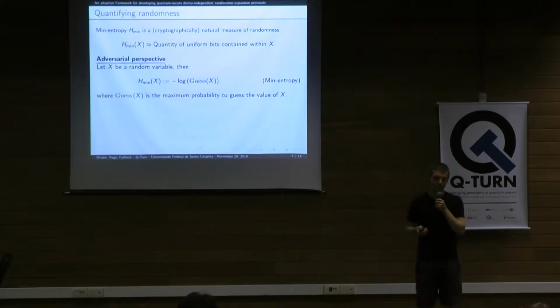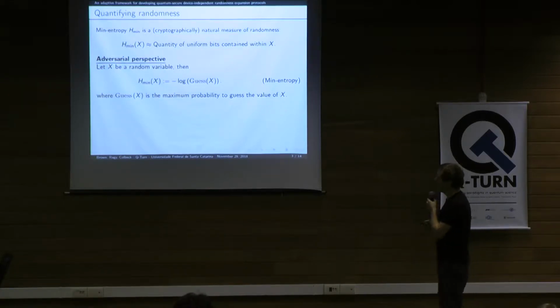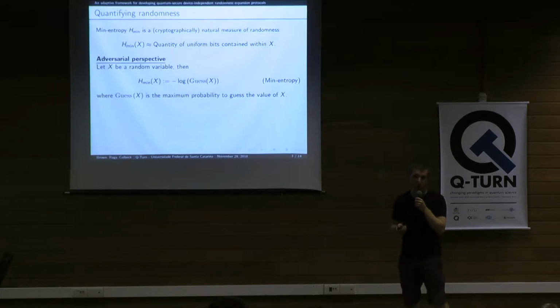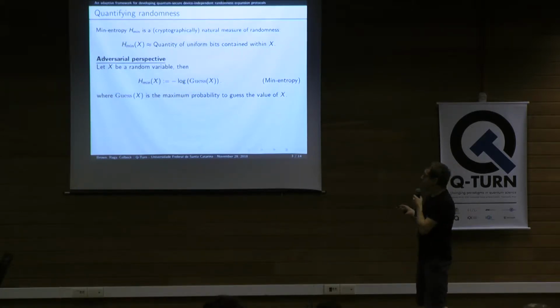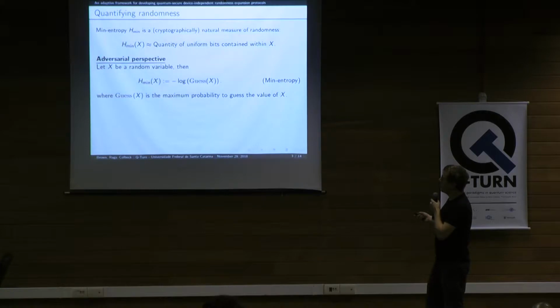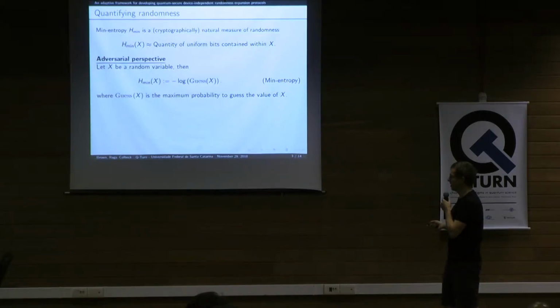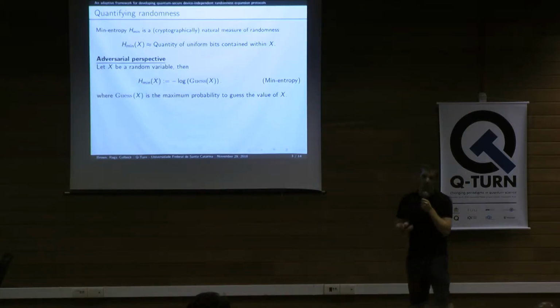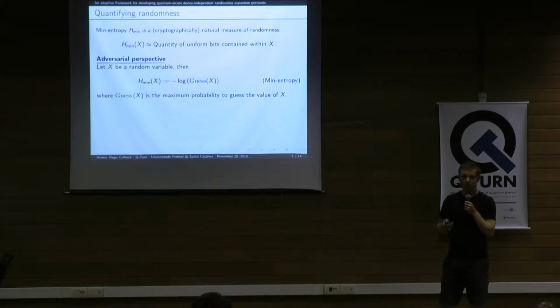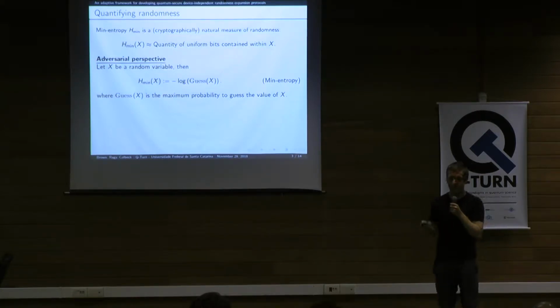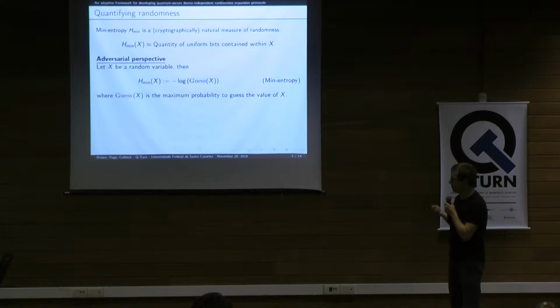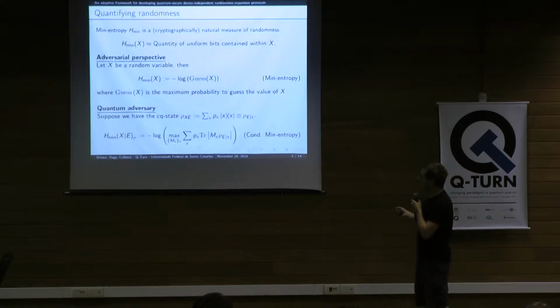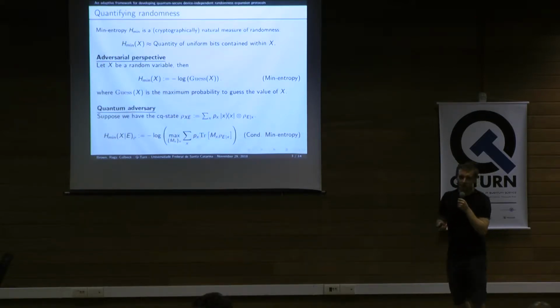And as well as this, the min entropy is cryptographically a very natural quantity. It has this adversarial scenario built into its definition. So if x is a random variable, then the min entropy of x is going to be minus log of the probability that we can guess the outcome of x. And so this guessing probability form extends itself to when we also have extra correlations with this random variable, and even quantum correlations. So now suppose we have this classical quantum state.